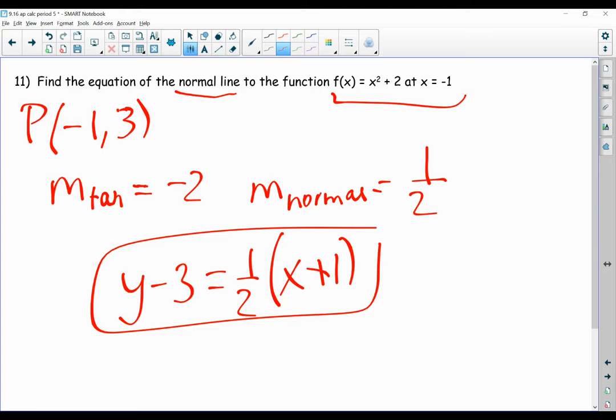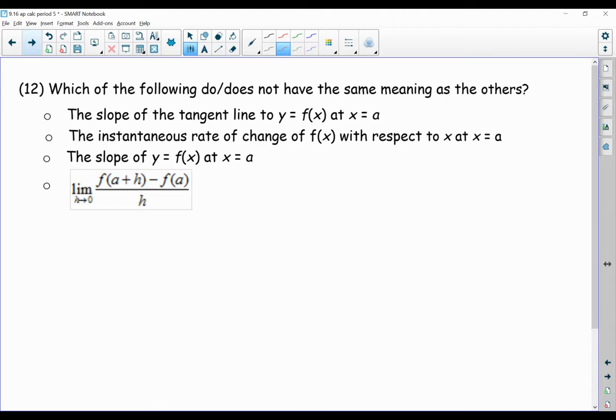So the secant line, the tangent line, the normal line. The last thing I just kind of want to ask you is to look at these 4 statements and figure out which of these have the same meaning. So take a moment, pause me for a second, think through it. Which of these have the same meaning?